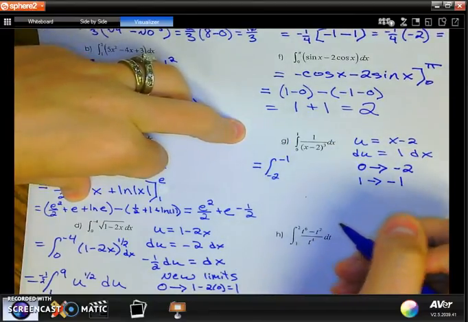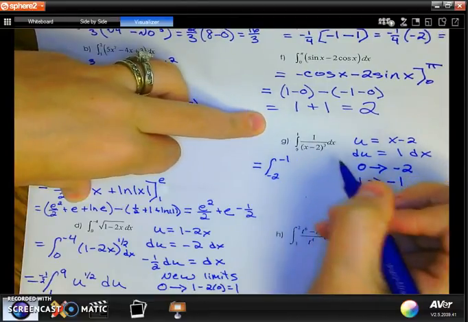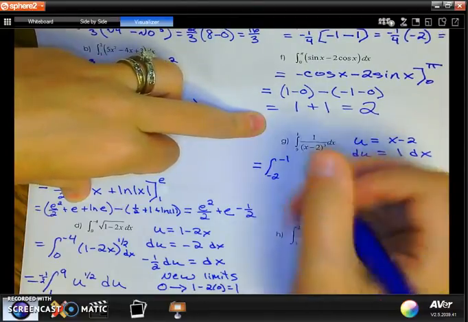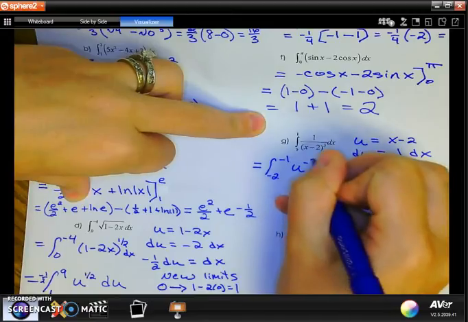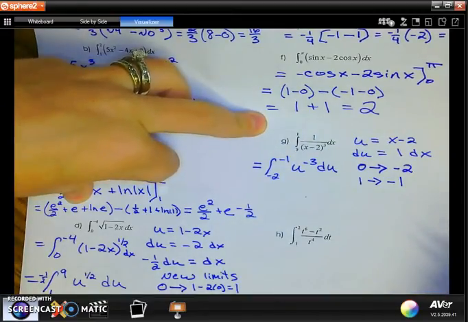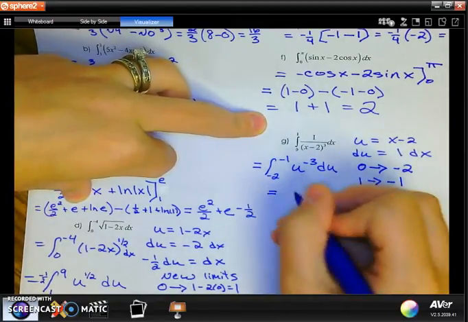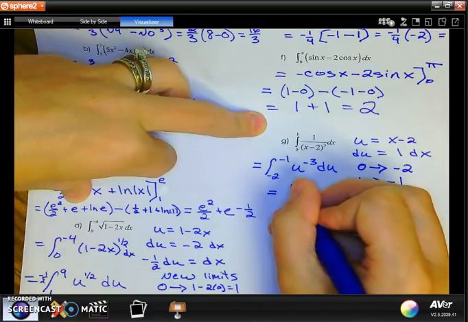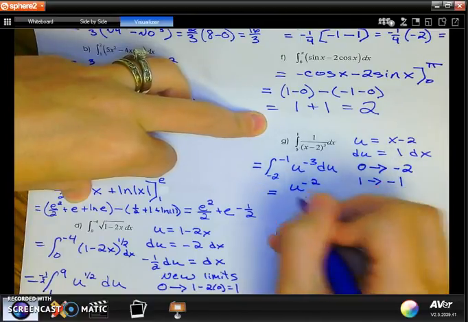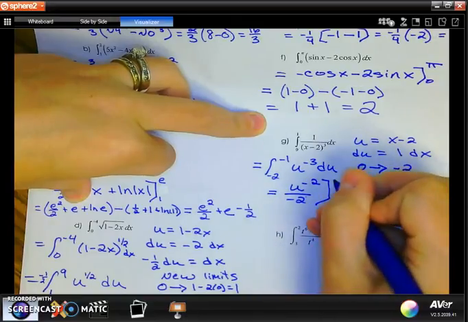And it's going to be, well, 1 over u to the third. Well, instead of writing it 1 over u to the third, I'm just going to write it as u to the -3rd du. Save a step there. From there, you're just adding 1 to the exponent, dividing by that number. So I'm going to add 1 to the exponent. That'll make it a -2 divided by -2. And I'm evaluating this at -2 and -1.